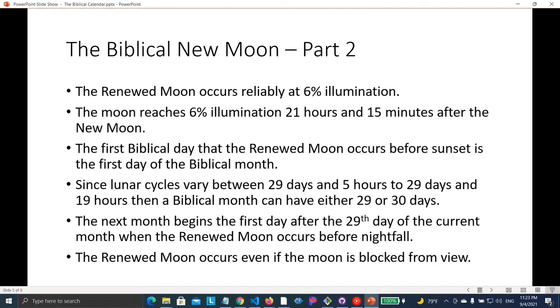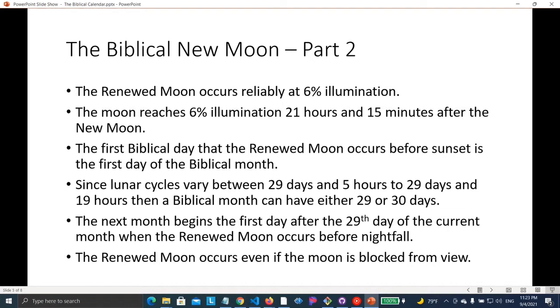Again, it cannot be determined by looking. If you see it at night, you're seeing it too late. The next biblical day will begin after sunset on the next day. Now, since lunar cycles vary between 29 days and 5 hours to 29 days and 19 hours, the biblical month can be either 29 or 30 days. So it's not always the same.